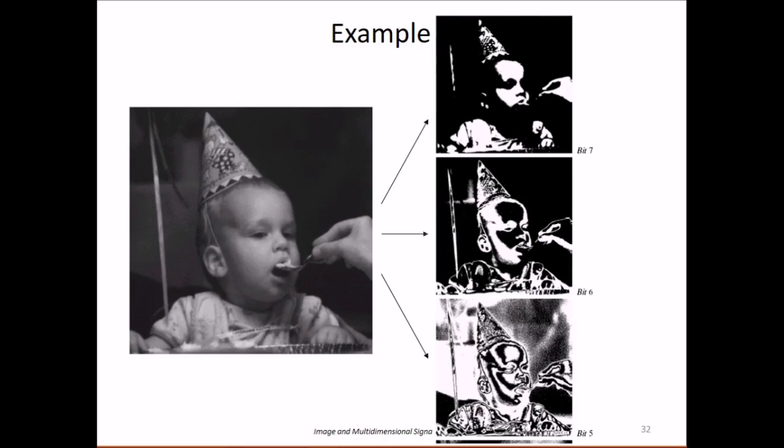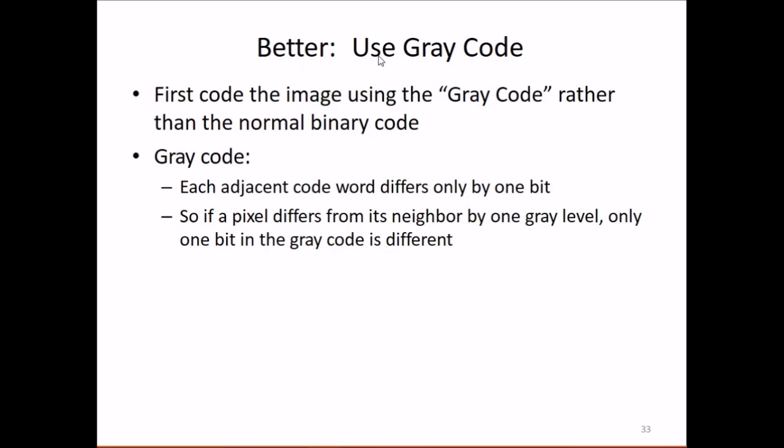This is an example. See, this is bit 7, this is bit 6, this is bit 5. So this is the variation if we take grayscale coding. So we use gray code. We first code the image using the gray code rather than the normal binary code. What is gray code? Each adjacent code word differs by only 1 bit. So if a pixel differs from its neighbor by 1 gray level, only 1 bit in the gray code is different.